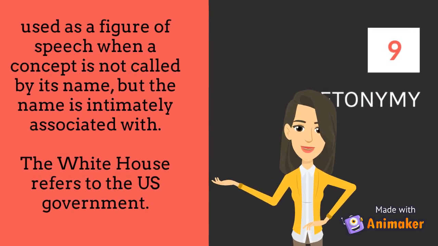Now we come to the last kind of lexical relations: metonymy. Metonymy is used as a figure of speech when a concept is not called by its name, but by a name intimately associated with it. For example, the White House refers to the U.S. government.